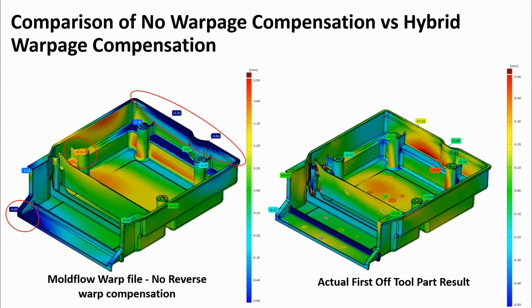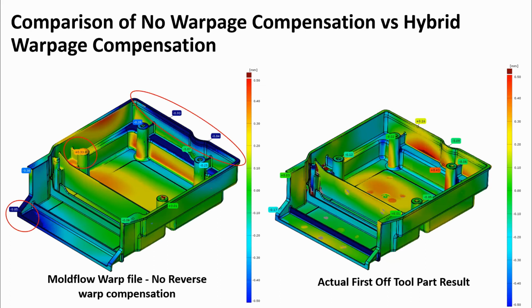So this slide is comparing if we use no warpage compensation and the actual first off tool part from our development cavity that we had. So you can see here we're up at over 0.9 mil warpage on the back wall, 0.85 here in the top corner of the part. We had some really heavy warpage predicted if we had no compensation.